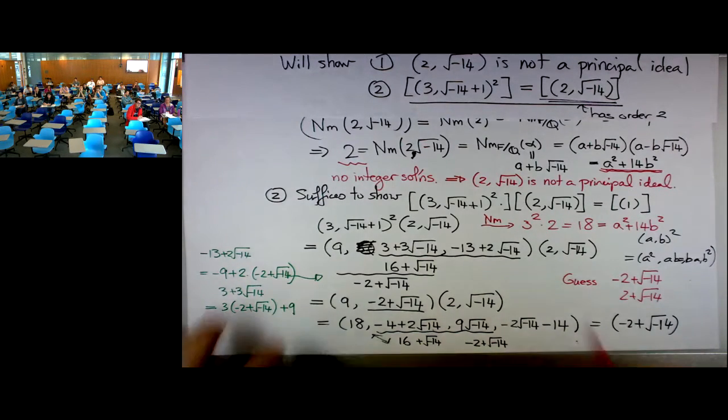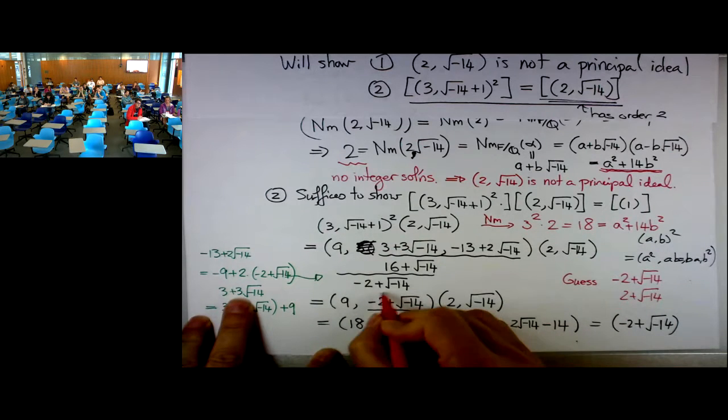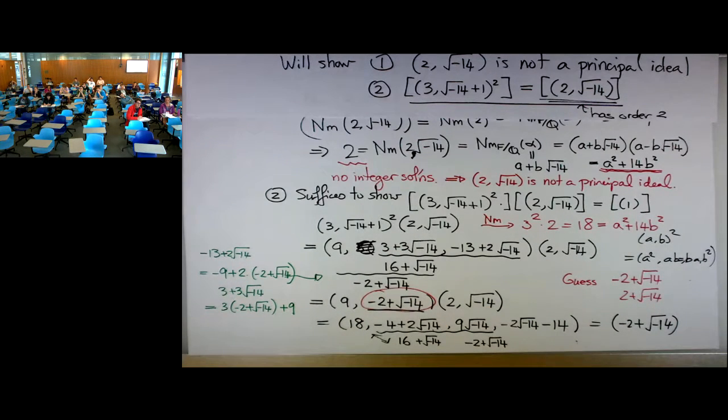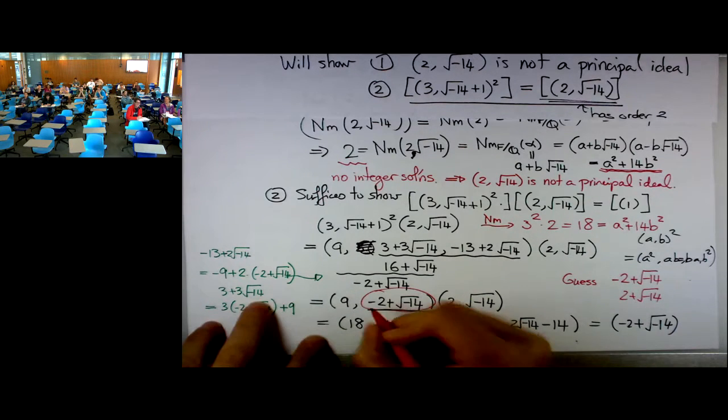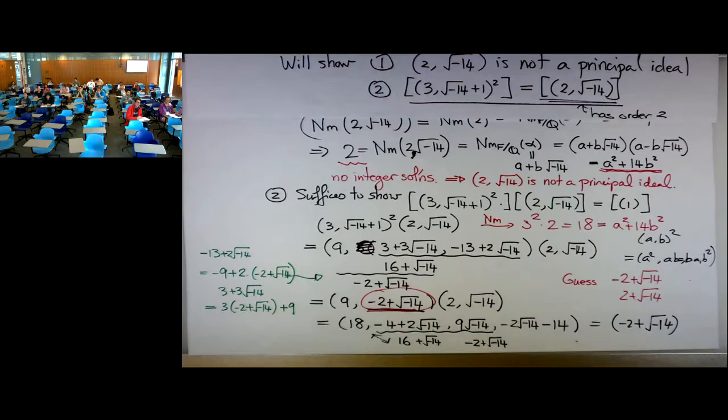For example, here, we compute the square of this one, you see a negative 2 plus root negative 14, that's somehow a good psychological support. We're getting in the right direction. Just keep doing it. You see something that looks like what you're going to get at the end.